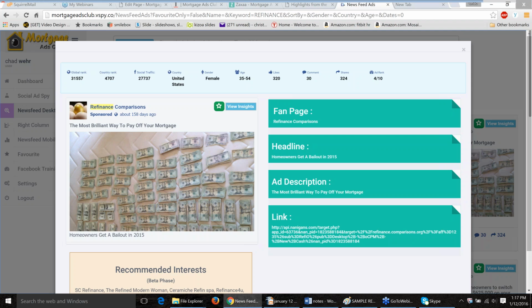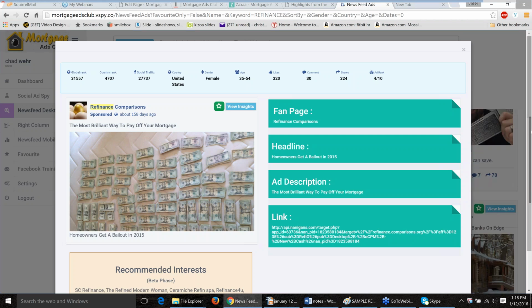There were 30 comments. The average person, or the person they were targeting with this ad, was between the ages of 35 through 54. They were targeting female only in the United States, and I can view how much traffic, how many folks actually saw this ad. Okay, now as I go through here, I can see also, let's see what else they targeted. All right, down here.